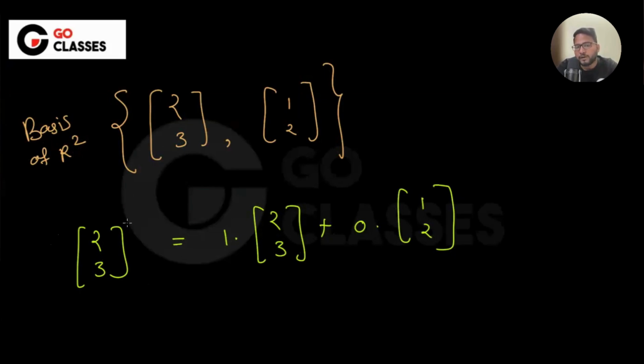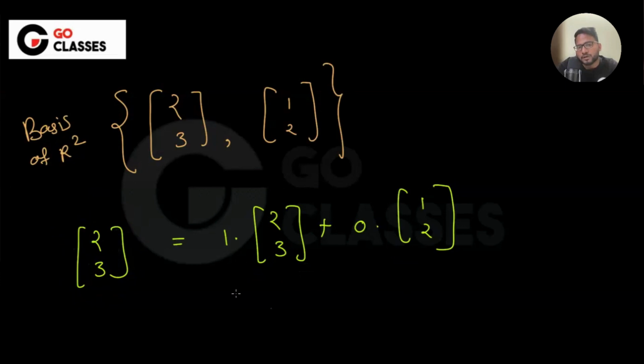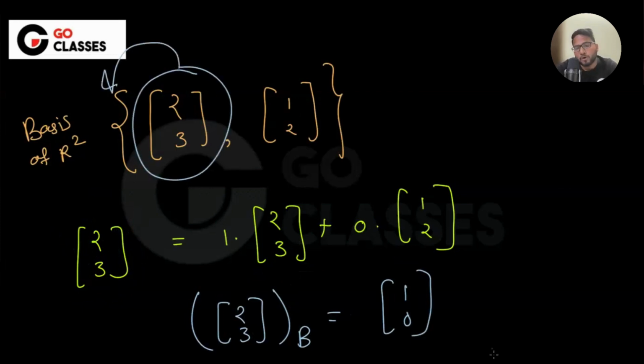From this, can you tell me the coordinates of this? This could be x or something. Coordinates of this with respect to this basis. So it should be the coefficients, right? So it should be 1, 0. So coordinates of (2, 3) with respect to its own basis b is just 1, 0. So if I just ask you the coordinates of the first basis vector with respect to its own basis, it is always 1, 0. Doesn't really matter what basis it is, right?